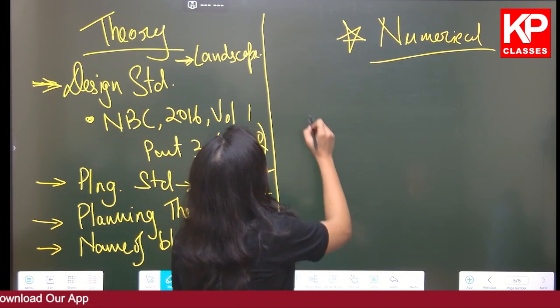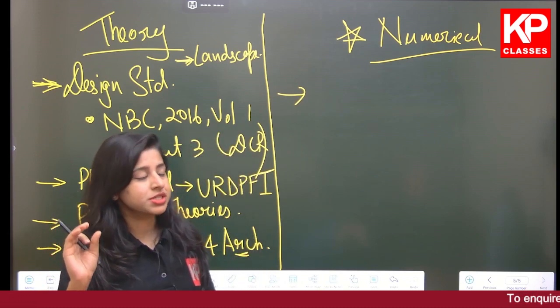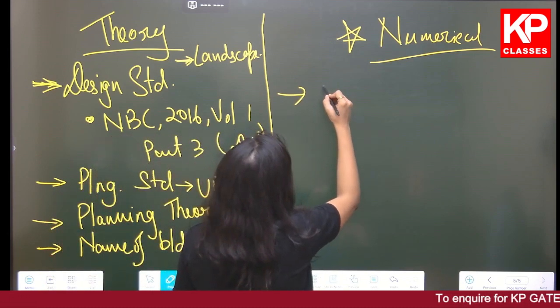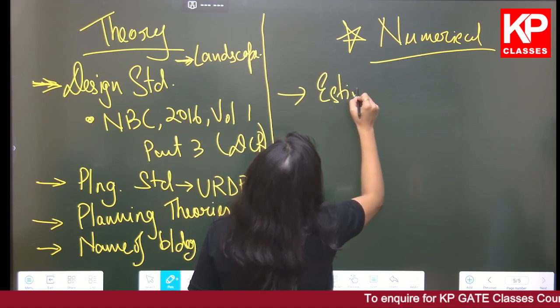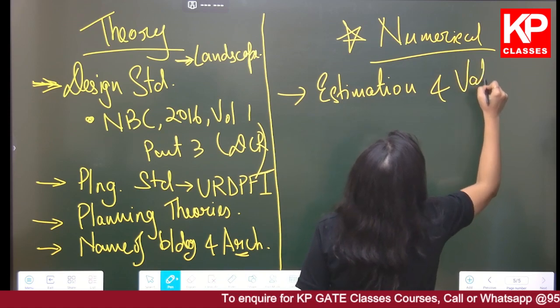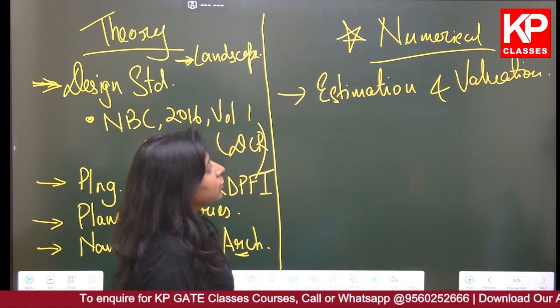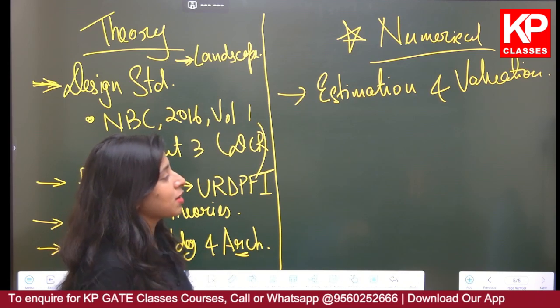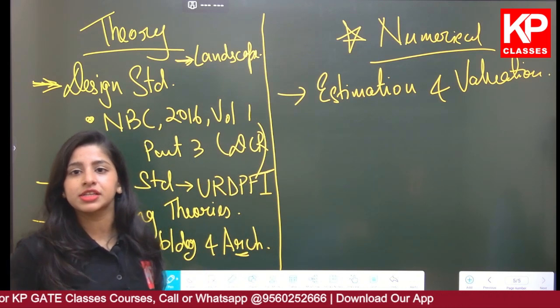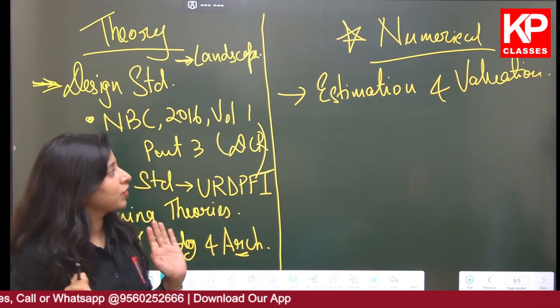Now, from the numerical part, some of the topics from which questions are asked every year. First is your estimation and valuation part. This is one of the subjects or subsections of architecture from which questions are asked and expected every year without fail.